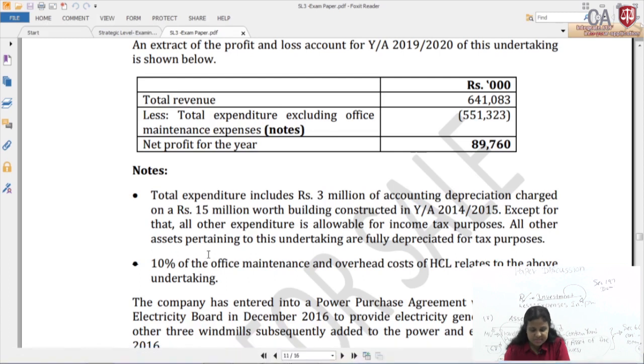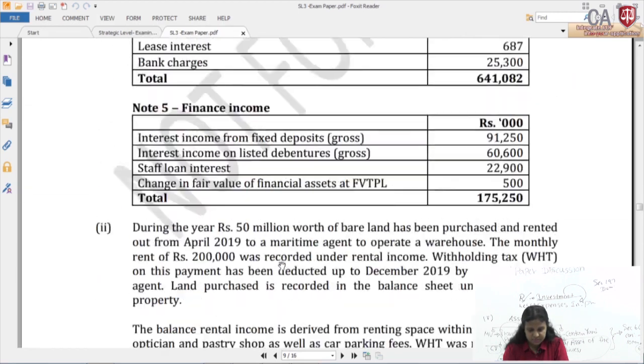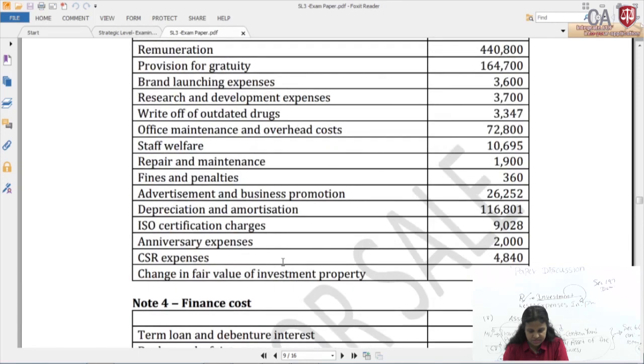Now the next one: 10% of the office maintenance and overhead cost of HCL relates to the above undertaking. Now it's in HCL's P&L. We will go for that. In the administration expenses, the office maintenance and overhead cost is 72,800. From this, 10% is relevant to what? The exempted undertaking. Can we deduct expenditure on the exempted undertaking? We cannot. Therefore, that 10% you have to add back.